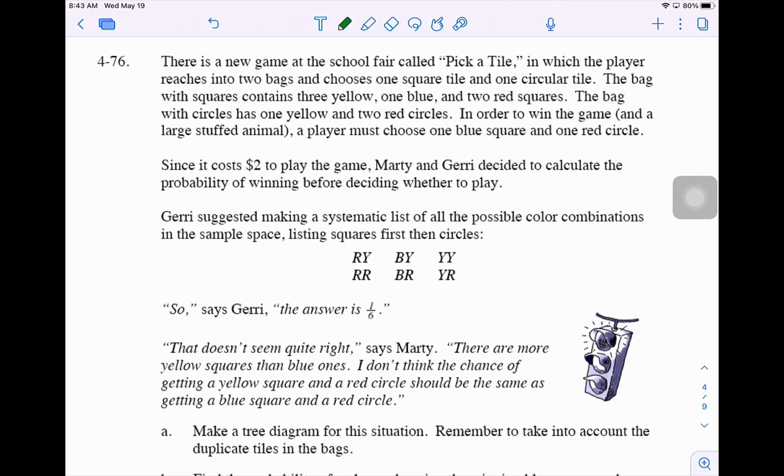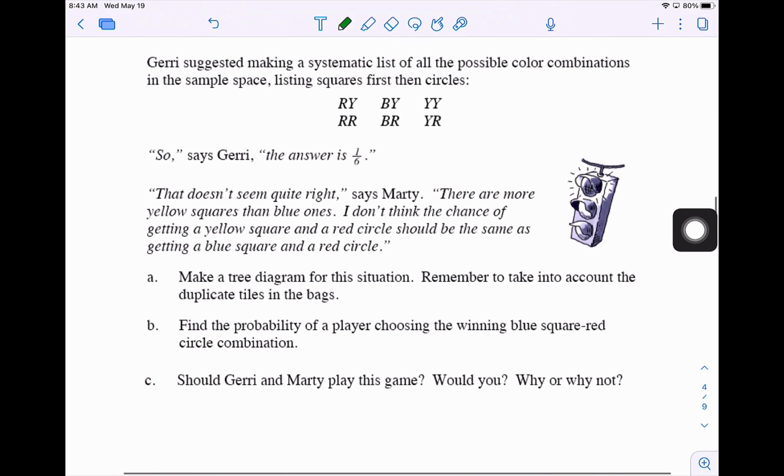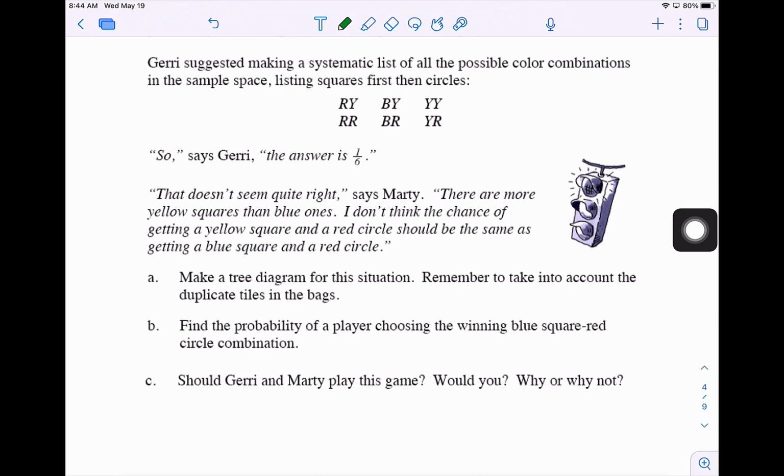So notice it says Jerry suggested making a systematic list of all possible color combinations. So Jerry says the answer is 1/6. So if you notice, here's where we're at. Okay? 1/6. Is Jerry right? Marty says that doesn't seem right. There's more yellow squares than blue ones. I don't think the chance of getting a yellow square and a red circle should be the same.